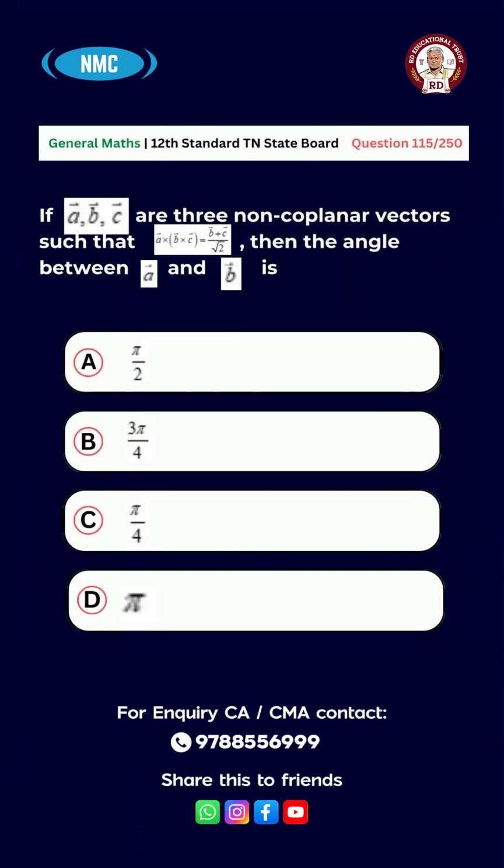Question number 115. If A, B, C are three non-coplanar unit vectors such that A cross (B cross C) equals (B plus C) divided by root 2, then the angle between A and B is: option A pi by 2, option B 3 pi by 4, option C pi by 4, option D pi. The correct option is option B, 3 pi by 4.